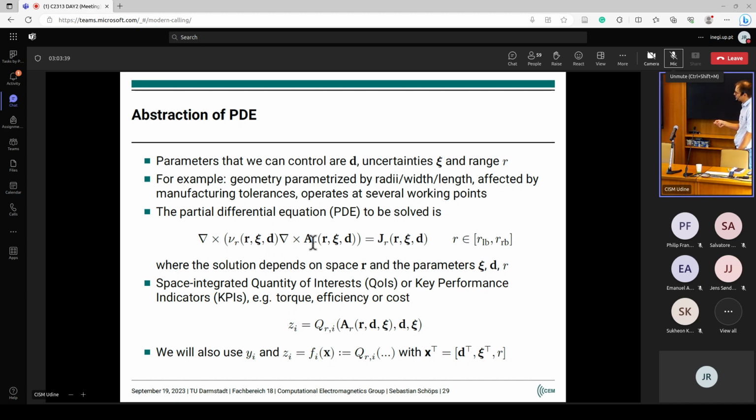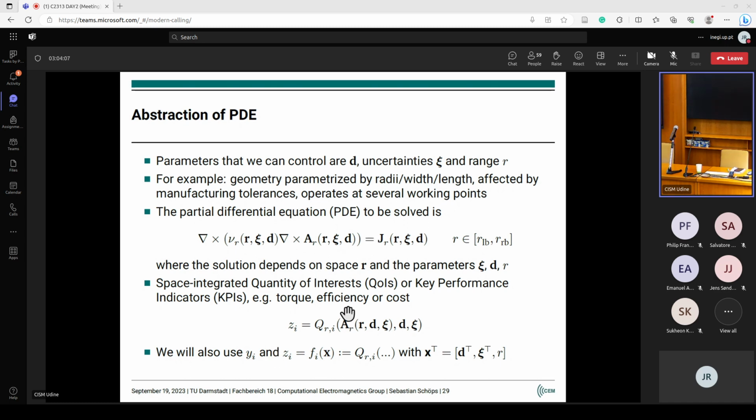In the end, the solution, my vector potential A, which will be constructed by finite differences and might be millions of degrees of freedom, will depend on space. Of course, it will depend on this range parameter, because the range may be represented in the source or in the boundary conditions. It will inherit the uncertainties from the psi vector, and D are then maybe the optimization variables: lines if you are lucky, or radii if you are.